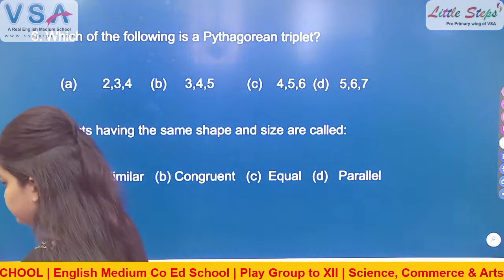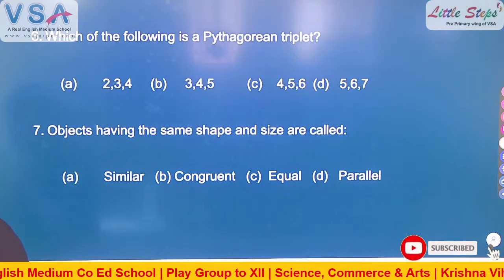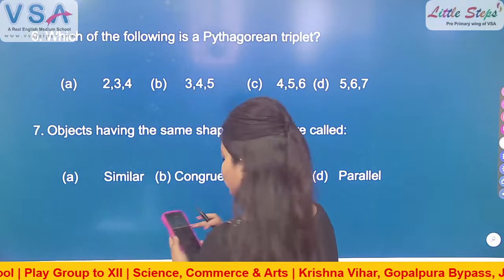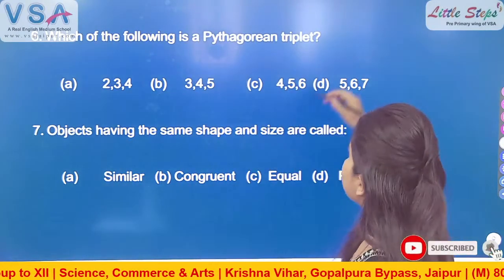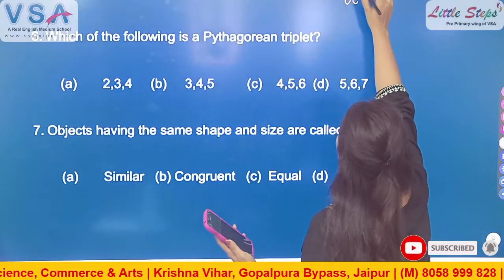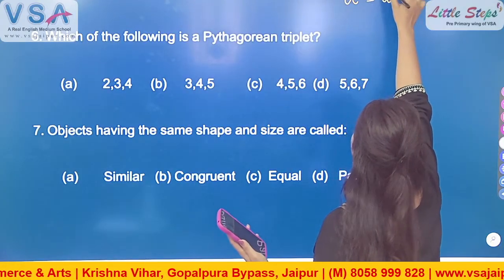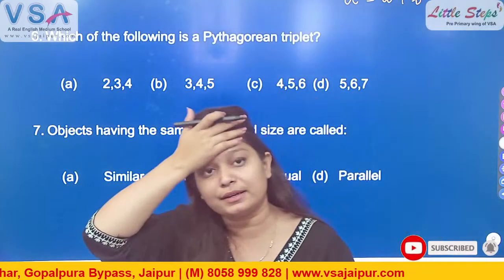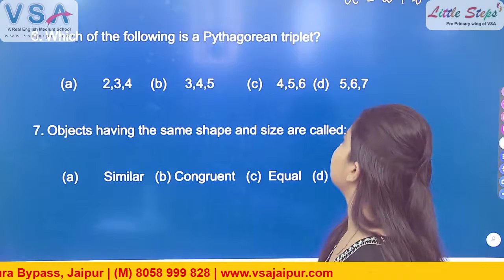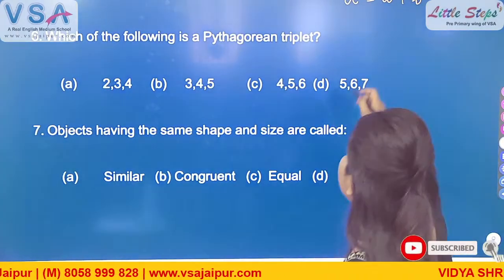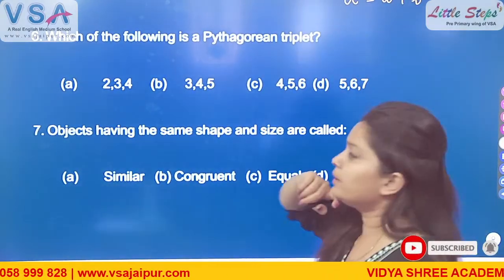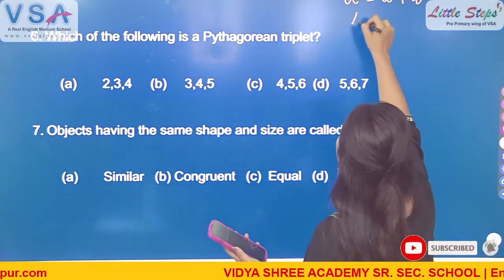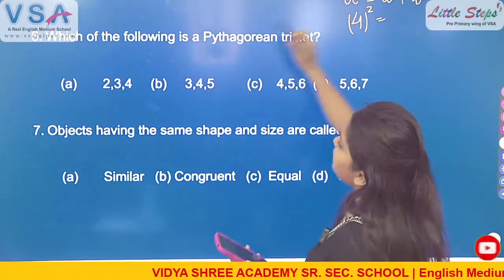Question number 6. Which of the following is a Pythagorean triplet? As we all know, what is a Pythagorean triplet? We first write C square equals A square plus B square. In this we have 3 triplet numbers, and from those, C is the bigger one, the longest number. So among 2, 3, 4, the biggest number is 4, and the remaining two numbers are 2 and 3.